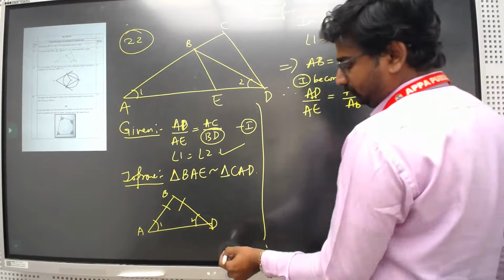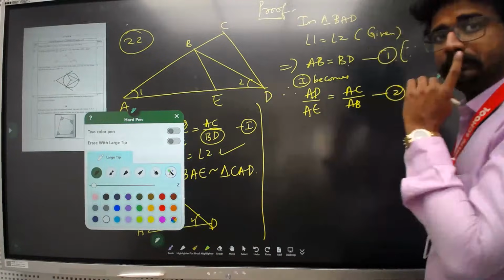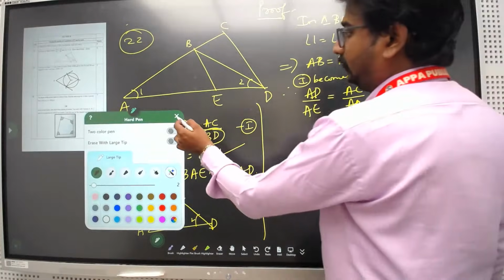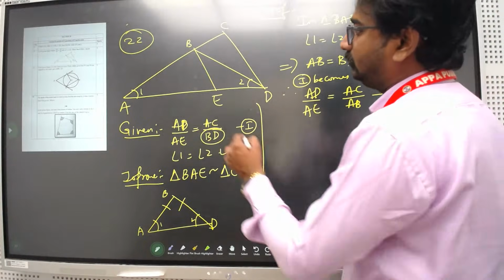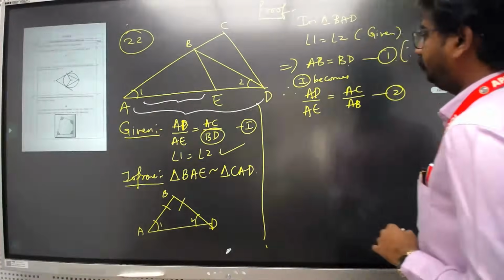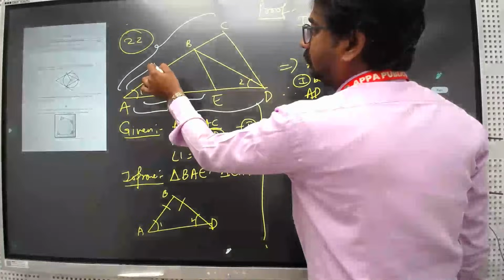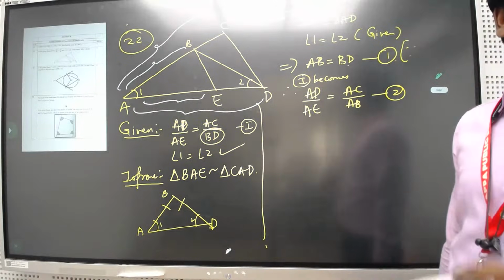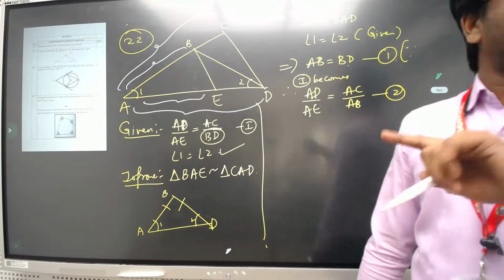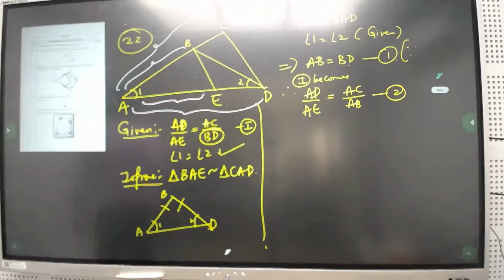Now take the blue pen or black pen. Now just mark the sides ratio. Which are the sides? AD by AE. AD is the longest side. AD by AE is equal to AC by AB. What type of concept comes here? If two sides ratios are equal, very good, then the line joining the points is parallel to the third side, which is nothing but a converse of BPT.